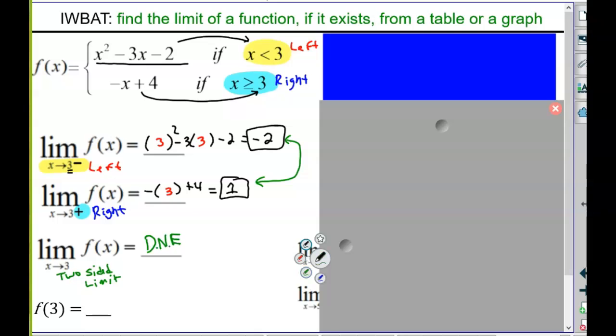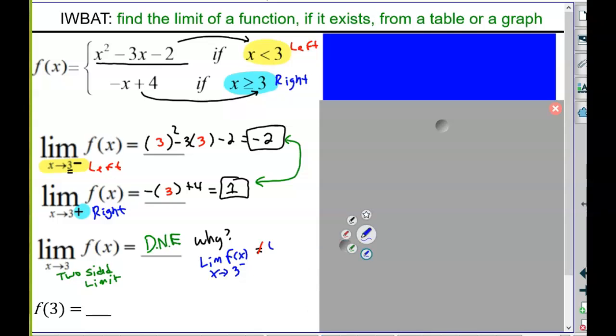The reason is all you have to say, and look at the notation. This is where kids struggle, so I might as well show you it now. The left-handed limit does not equal the right-handed.